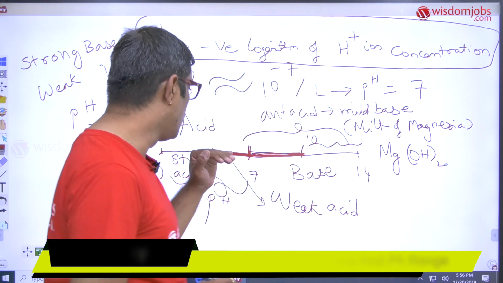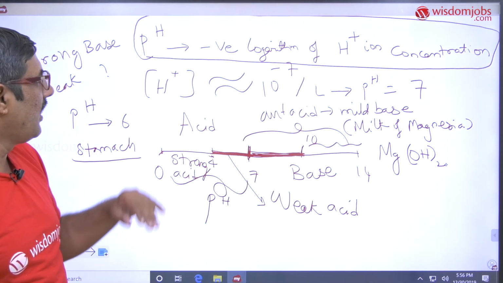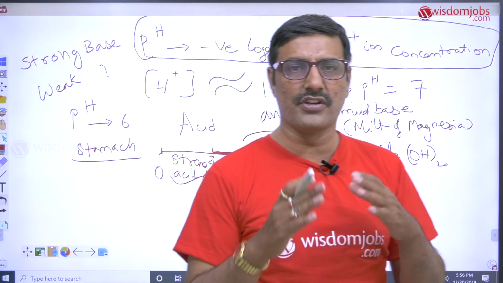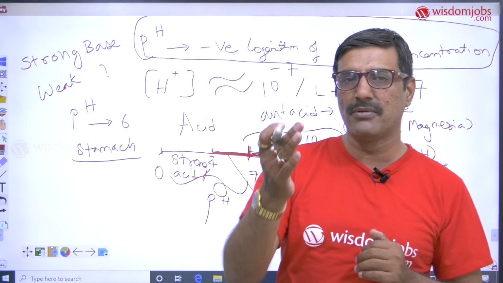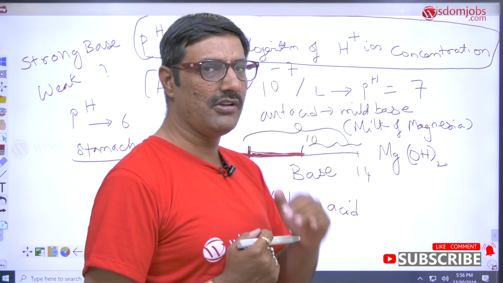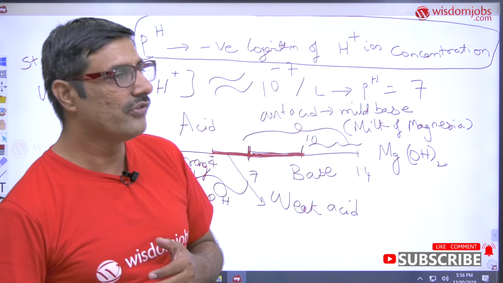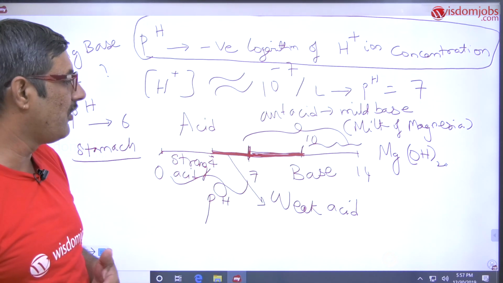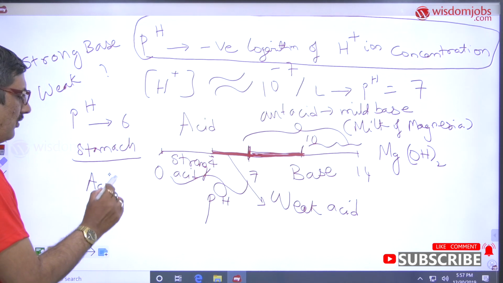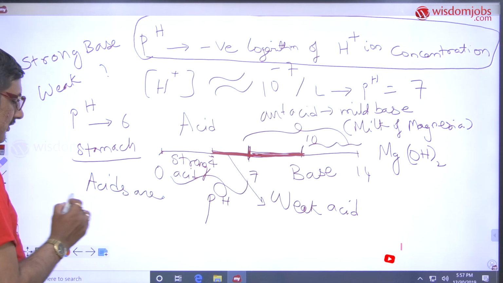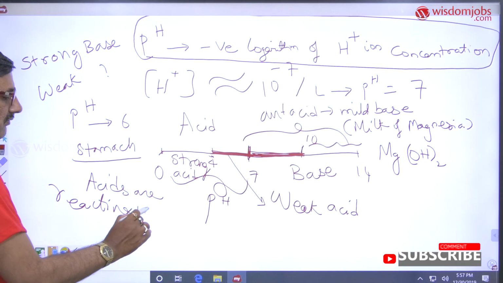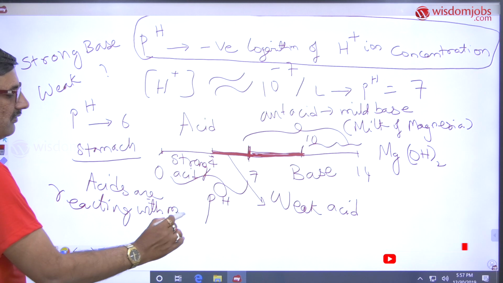Now this is about the pH values, and I have already explained to you about the indicators which we are using, like litmus paper, indicators like phenolphthalein and methyl orange, and of course the concept of pH. In the next class I am going to explain how acids react with metal oxides.